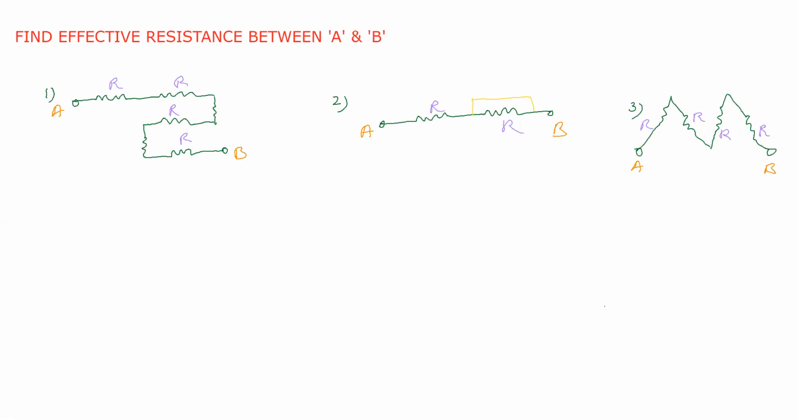In series combination, the effective resistance formula is the sum of individual resistances: R1 plus R2 plus R3, and so on. In parallel combination, the reciprocal of effective resistance is equal to the algebraic sum of the reciprocals of the individual resistances.